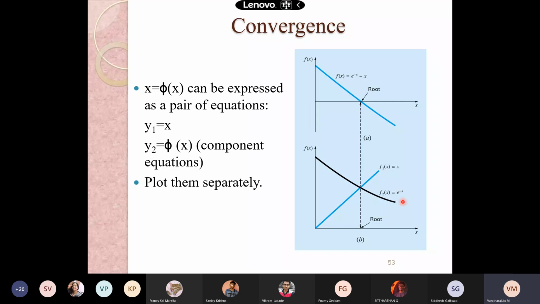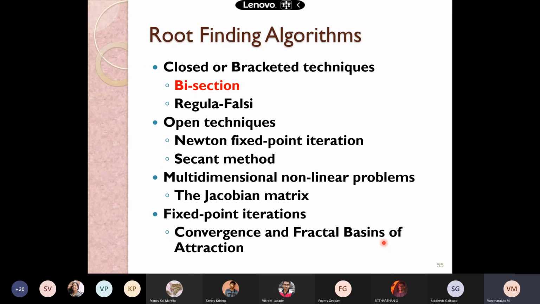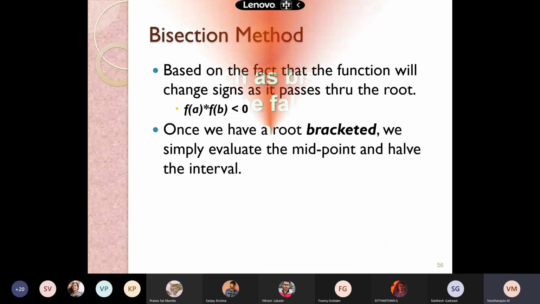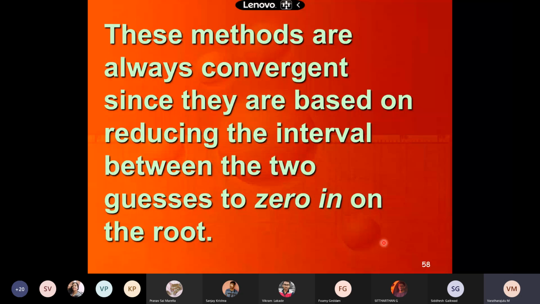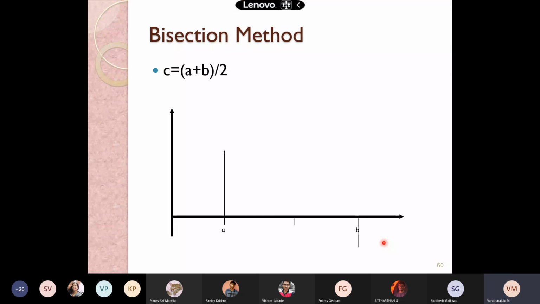I am trying to divide it into two equations, and so the fixed point iteration method converges when pi dash of x is less than 1, that is the slope of the line f of x is equal to x. So this is the linearly convergent method, and this is what we have seen in the iteration method. And now the root finding algorithm, that is the bisection method. From the next class we will approach the bisection method for getting the solution.